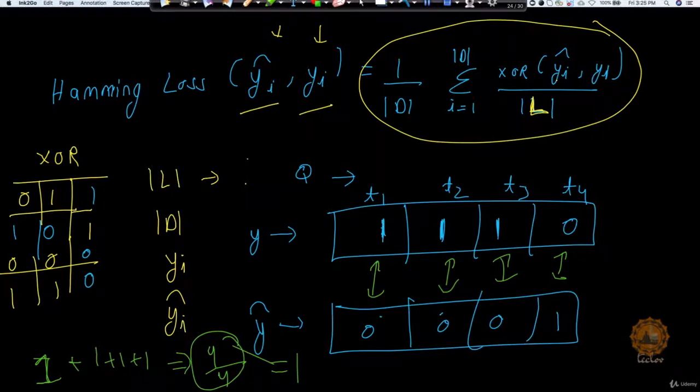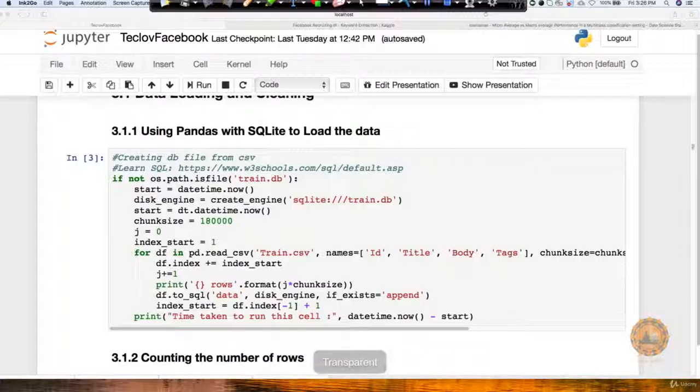So you can think of XOR as how many mismatches are happening. If the mismatches are more, definitely this value is going to be higher. If the mismatches are less, then it's going to be a lower value. That's the reason it is called a loss, so we want this value to be as low as possible. So this is about the Hamming loss part, which I brought up in the last part.